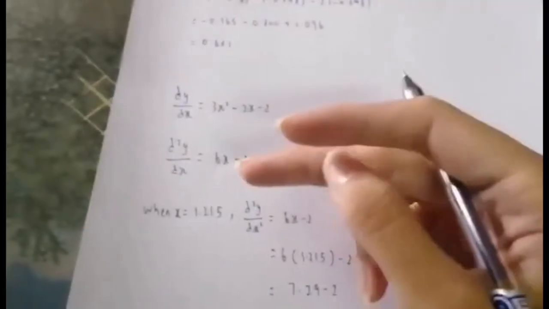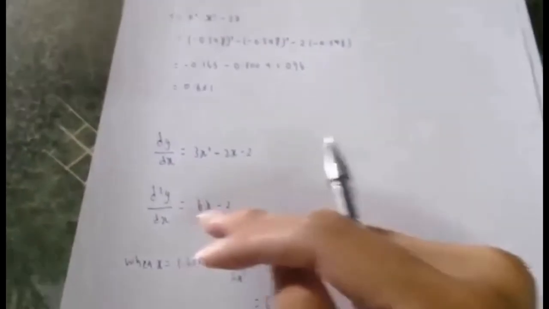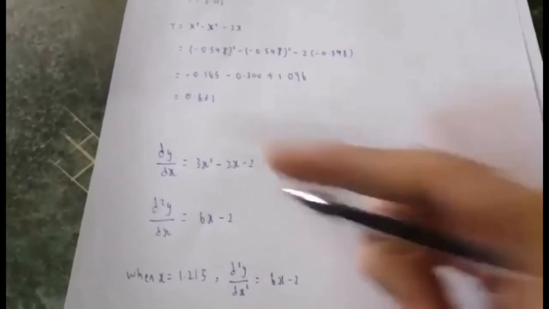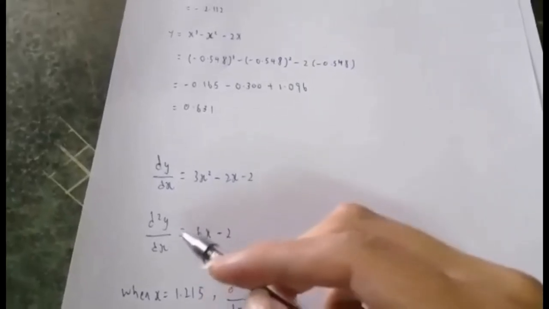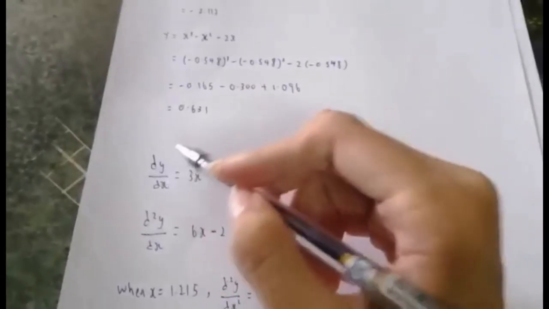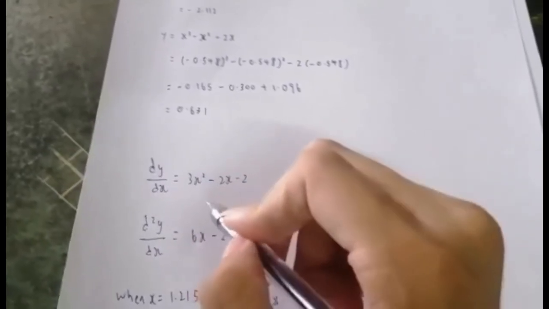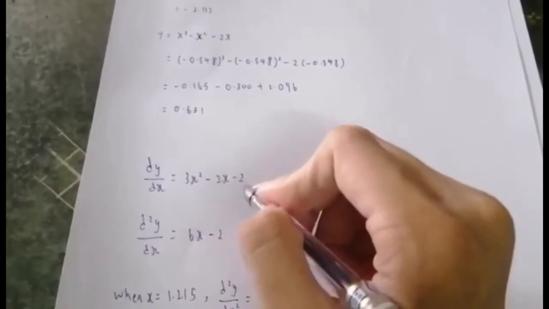Now I have to do the solution. So first I will find out the second order derivative to determine the nature of the turning point. To find the second order derivative, we need to differentiate the first order derivative, which is dy over dx equal to 3x squared minus 2x minus 2.